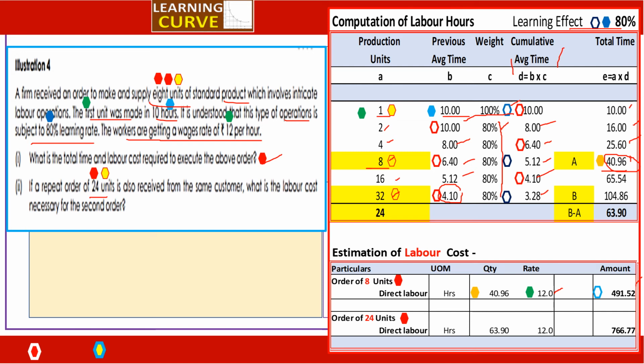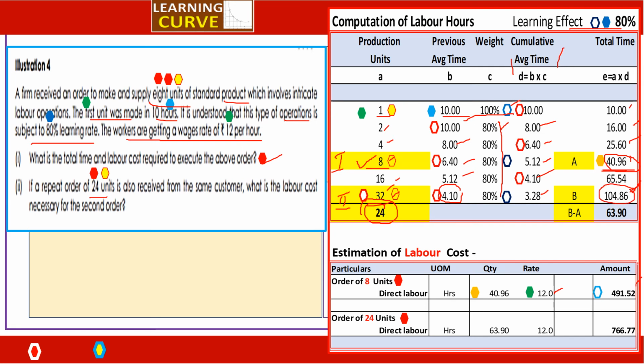After 8 units are produced, if you get one more order for 24 units, what will be your labor rate? Now, we are a company. We have been working and we have already manufactured 8. We want to manufacture another 24, means our total production will be 32. At 32, what will be our labor? It will be 104.86. We have to find out how much we are spending on labor for 24 units. We have to simply say first level, second level. For 32, total is 104.86. Out of this, for 8 units, we have used 40.96.